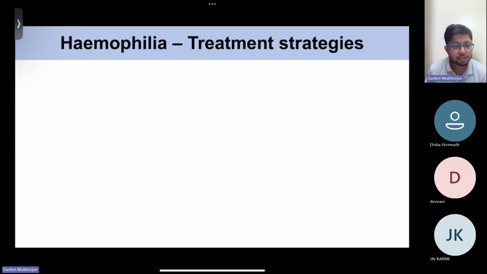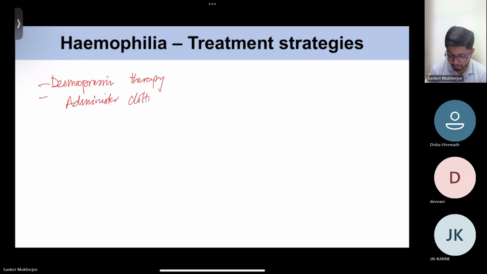Now coming to the treatment. The conventional treatment is desmopressin therapy, or we can also administer clotting factors. These two things can be done. If clotting factors are administered with polyethylene glycol or something like that, it will enhance their half-life. That also could be done. Then there are gene therapy approaches, obviously, which could cure this disease. You can read about it.